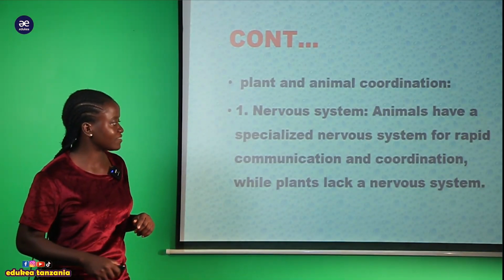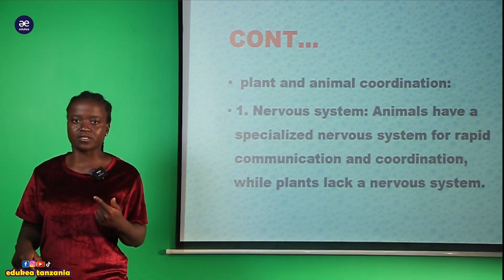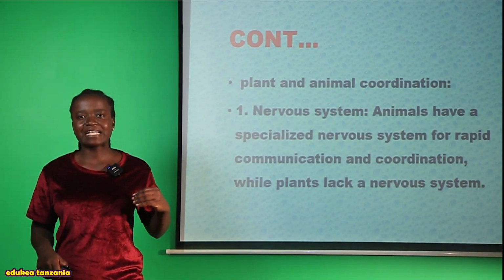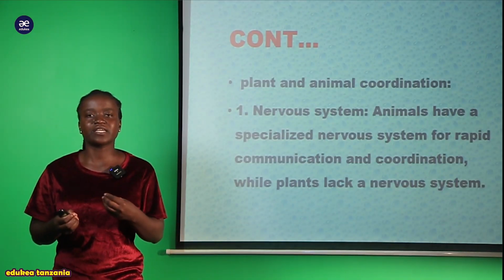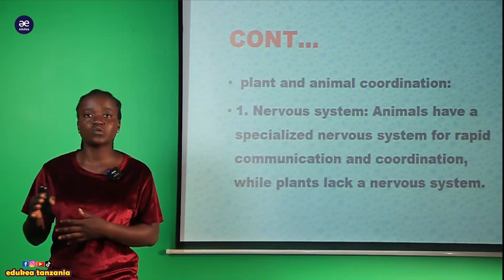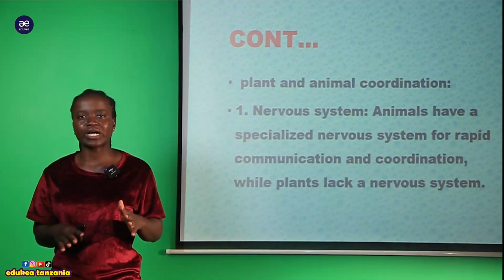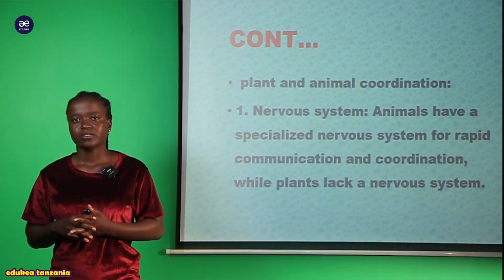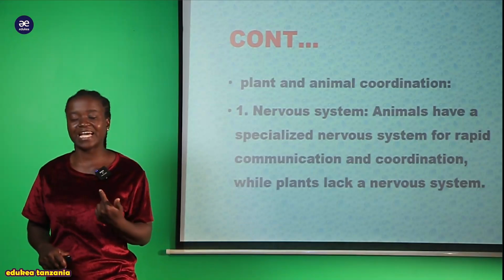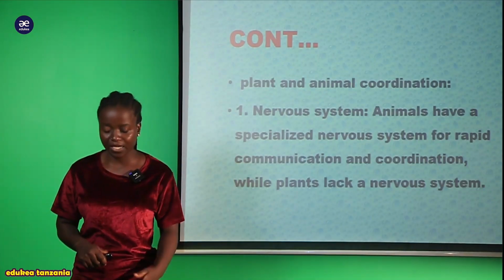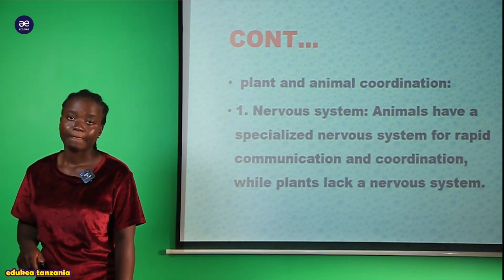While within a plant, there is no presence of a nervous system. Instead, within a plant, there are chemicals. These chemicals respond to different kinds of stimuli or changes that occur within the environment. So that is the large difference between plant coordination and animal coordination.